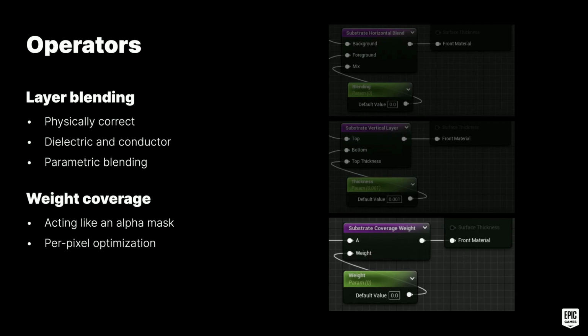Finally, the wet coverage node that is working similarly to an opacity layer, where you will be able to change the opacity of a specific slab that is also working per pixel. This is very useful, as you could remove the entire slab from the material evaluation when the coverage is set to 0.